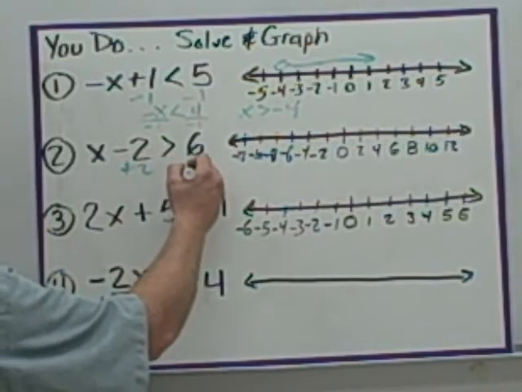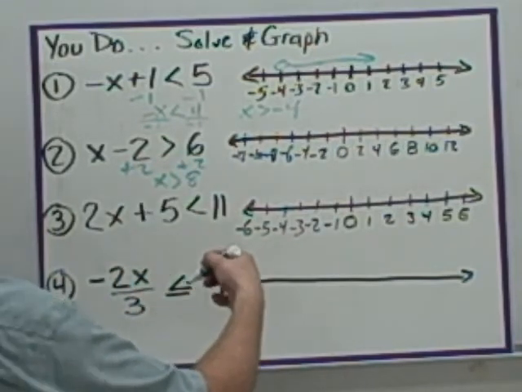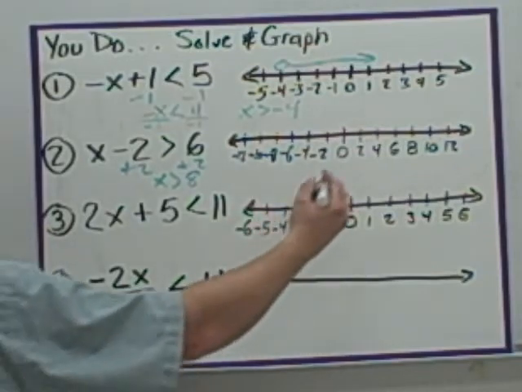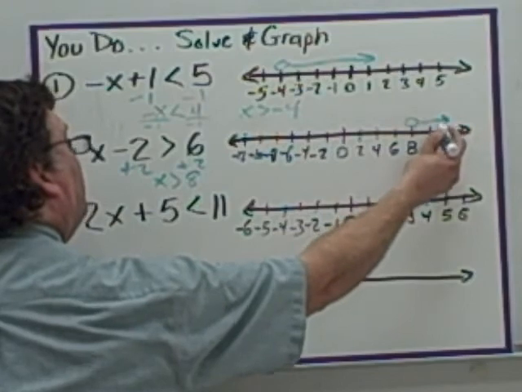Here we add 2 to both sides. We get x is greater than 8. No change to the inequality. Greater than means an open circle and going to the right.